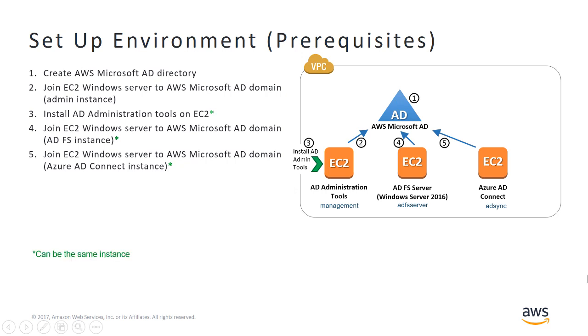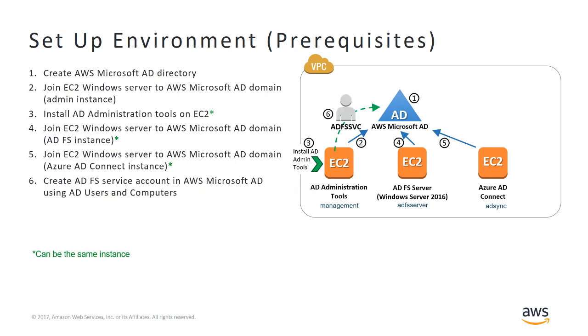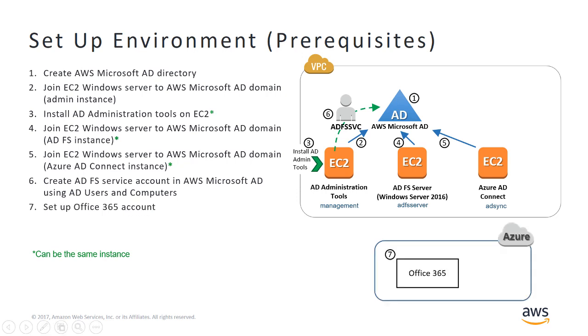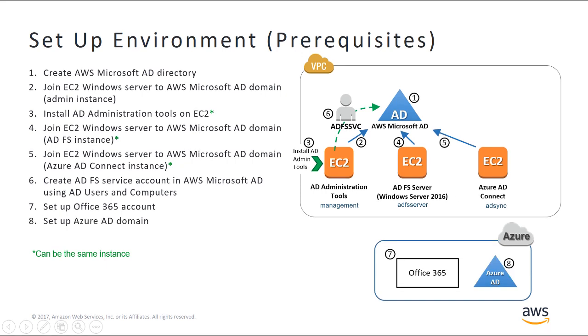Now, it turns out that you could install all of these services on a single EC2 instance, but for the purposes of this webinar, I'm going to be treating them as separate server instances. You might want to have them on separate instances in order to scale them out depending upon the scale of your deployments. Next, you create an ADFS service account that you will use for ADFS in your Microsoft AD. And then you need to set up your Office 365 account and set up Azure AD domain.